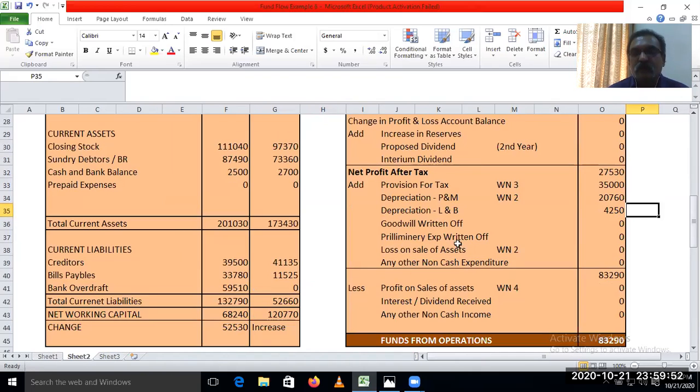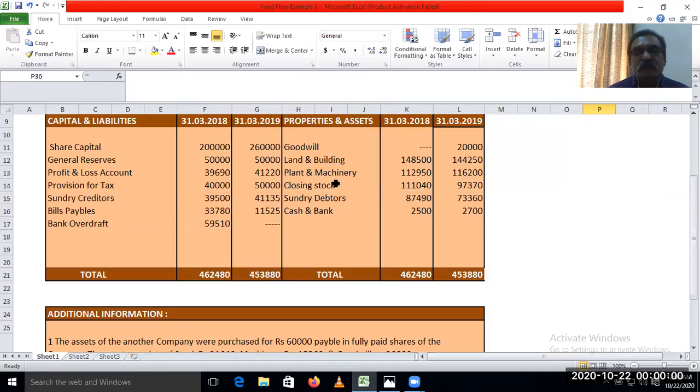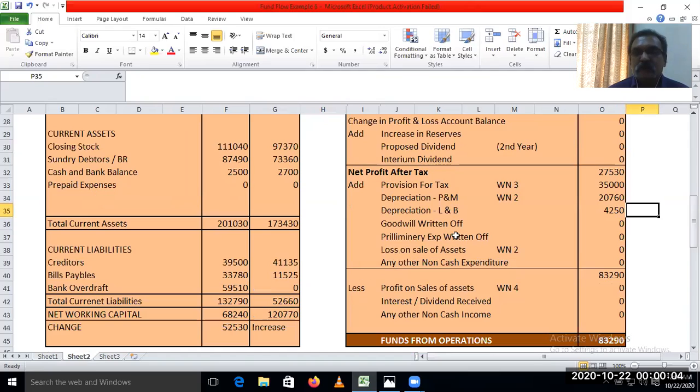Then check out preliminary expenses. Is it there? Preliminary expenses written off? This is also not given anywhere in the balance sheet. Next, loss on sale of asset. We have opened two different accounts for land and building and plant and machinery. We have not noticed any loss on sale of asset. Any other non-cash expenditure, that is also not given.